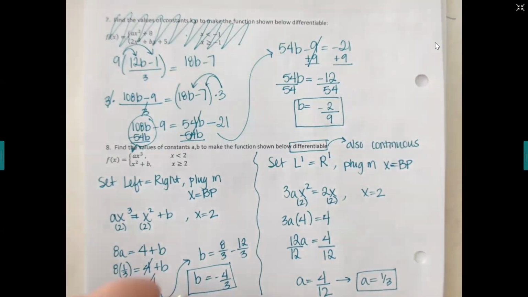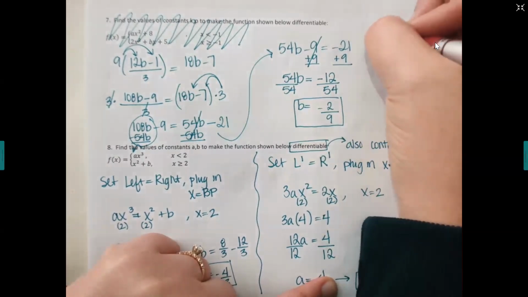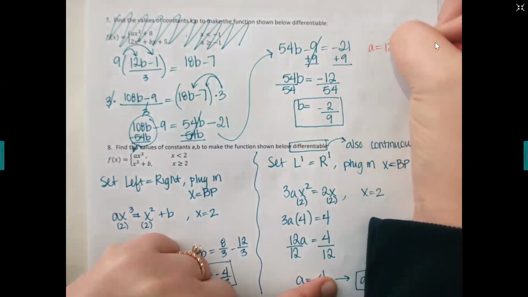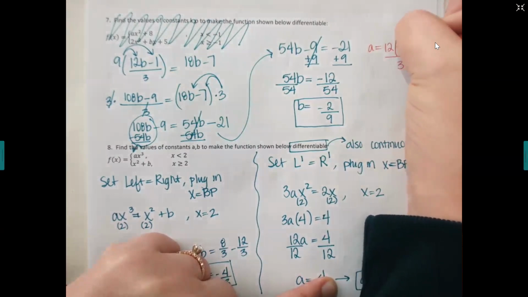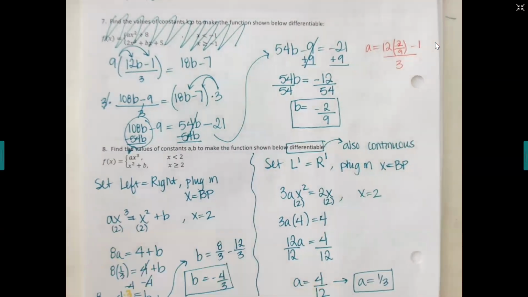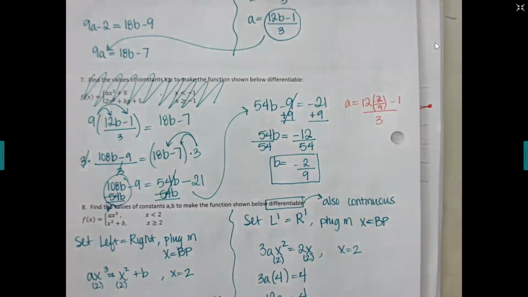So a is 12b minus 1 over 3, then I'm going to put my negative 2 over 9 up here. Negative 2 over 9. I'm subbing that into my a formula, which was originally right here. Okay? All right, let's go one step at a time. What is 12 times 2 over 9?